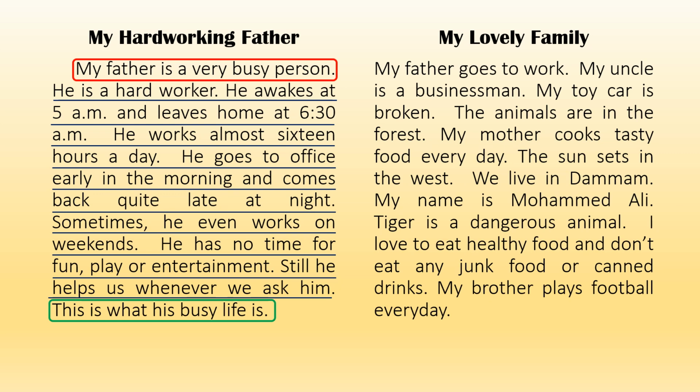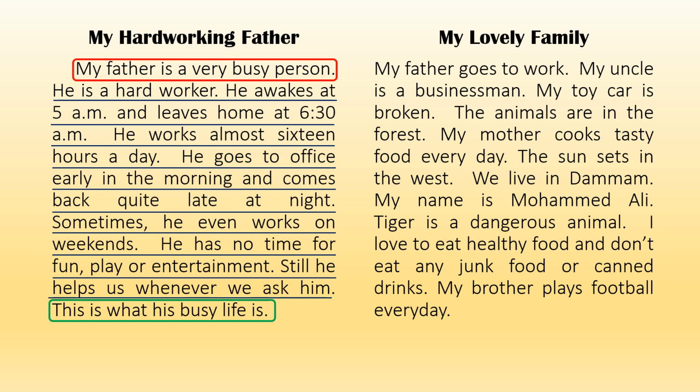Now let's take a look at paragraph 2. My lovely family. My father goes to work. My uncle is a businessman. My toy car is broken. The animals are in the forest. My mother cooks tasty food every day. The sun sets in the west. We live in Dammam. My name is Muhammad Ali. Tiger is a dangerous animal. I love to eat healthy food and don't eat any junk food or canned drinks. My brother plays football every day.